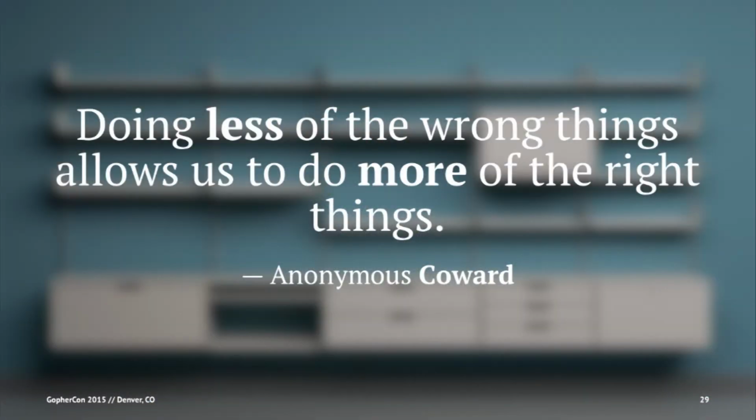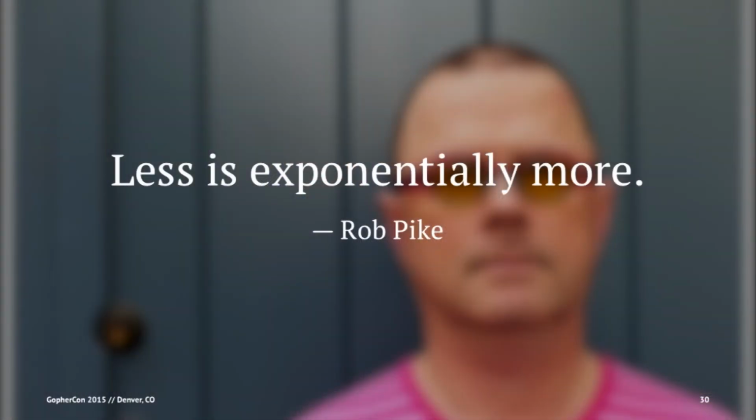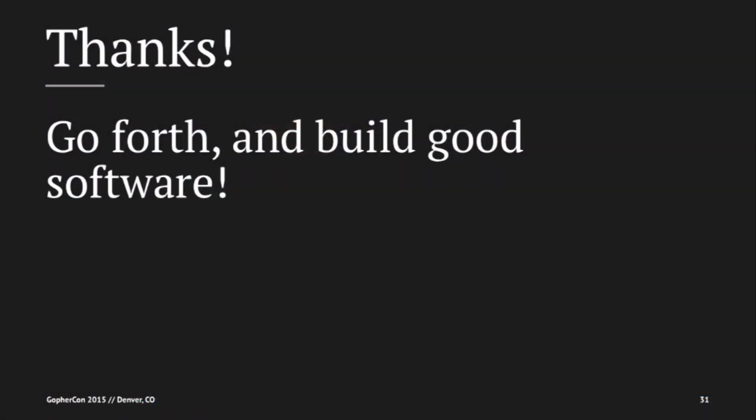So what's the key takeaway from here? Why should we really look at old stuff and build on top of the past? I think doing less of the wrong things allows us to do more of the right things. Like Russ talked about in the morning, if you make fewer assumptions, if you have less coupling, you actually have more flexibility. And it's ultimately more empowering to the programmer. Grandmaster Pike summed it up very nicely when he said that less is exponentially more. If you implement 10% less, it ultimately allows you to do 100% more. Okay? So yeah, let's go forth and build good software. Thank you very much.